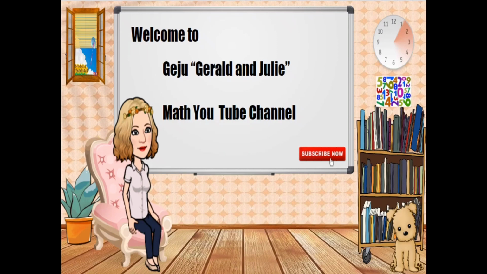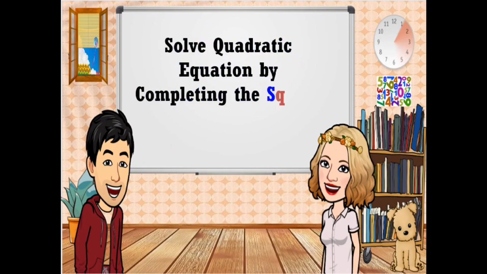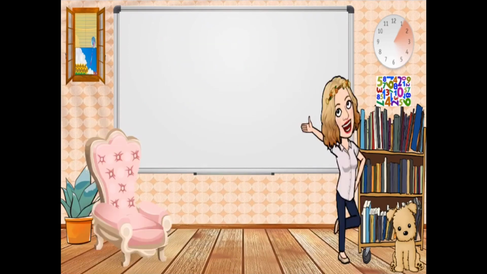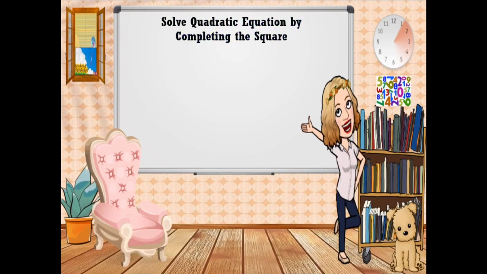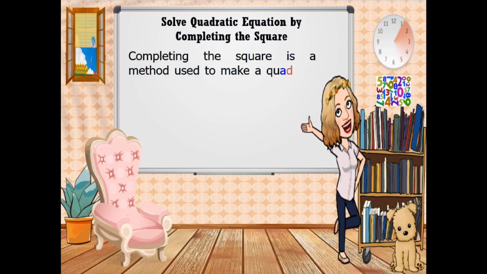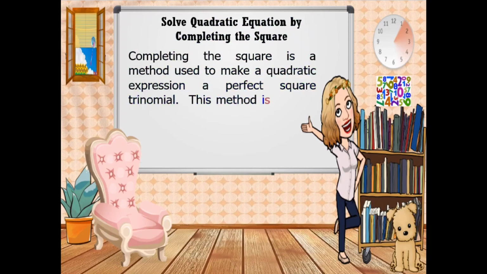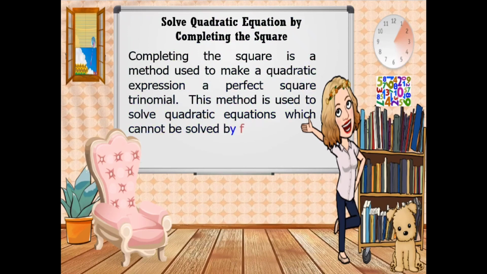Our topic for today is all about solving quadratic equations by completing the square. Completing the square is a method used to make a quadratic expression a perfect square trinomial. This method is used to solve quadratic equations which cannot be solved by just factoring.